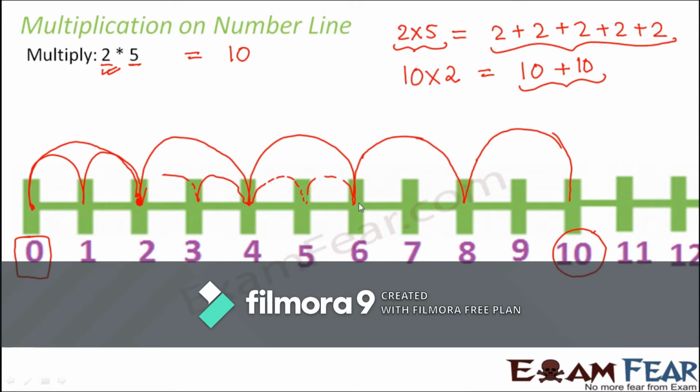So we located 0, then we took 5 jumps, and each jump corresponds to a 2. And we reached 10, which proved that 2 into 5 is equal to 10. So this is how we can multiply on a number line. So we saw how we add, subtract, and multiply whole numbers on a number line.